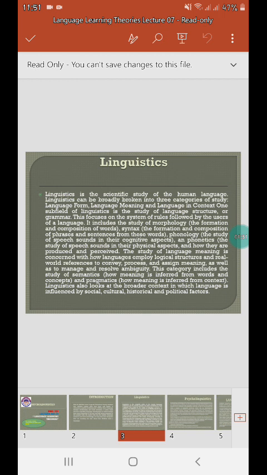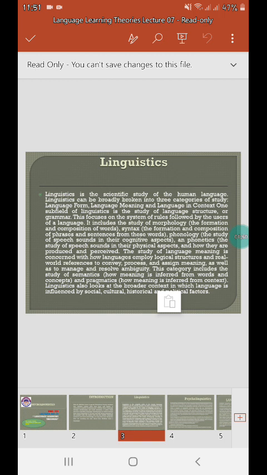He was professor of psychology at Harvard University from 1958 until his retirement in 1974. Linguistics is the scientific study of the human language.